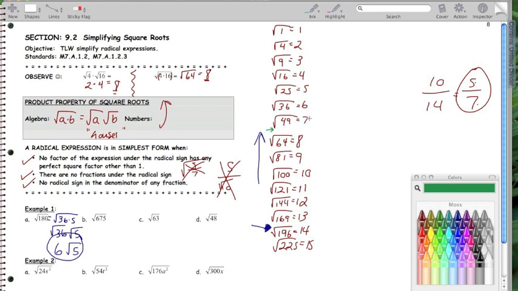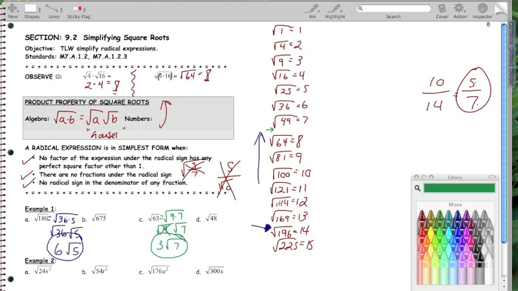63 divided by 49, nope, decimal. 63 divided by 36, decimal. 63 divided by 25, decimal. 63 divided by 16, decimal. 63 divided by 9, aha, it works. So I can rewrite this as 9 times 7. I give them each their own little house. Square root of 9 goes away, it's now 3. Square root of 7, nothing goes into it, it's not a perfect square, that's as far as it can be divided. There's my answer.